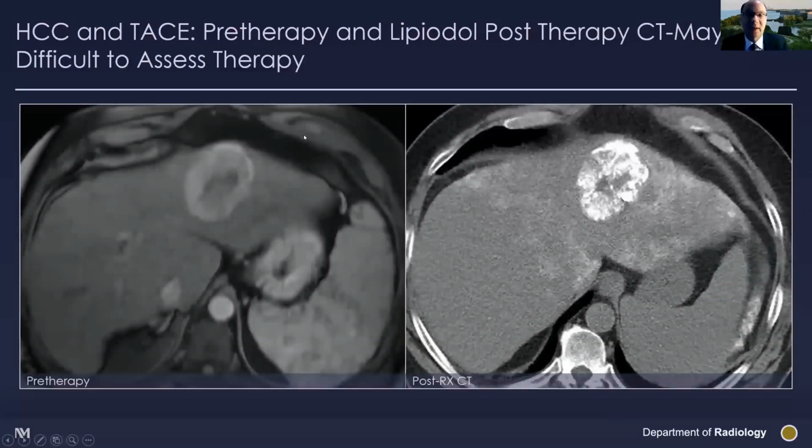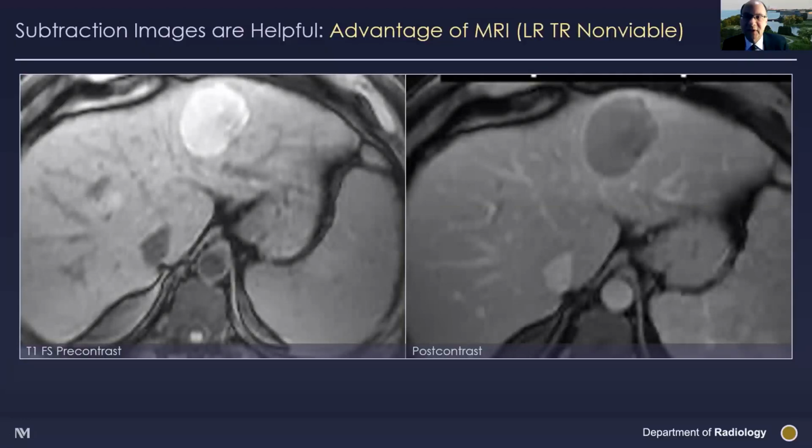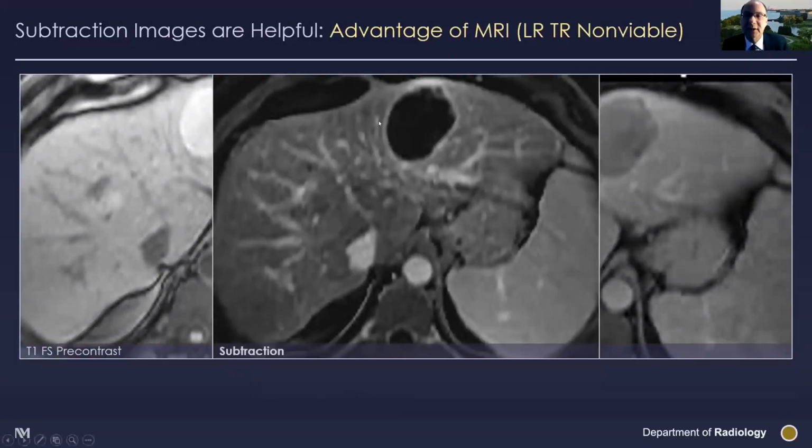Here's an example of chemoembolization, nicely illustrating an HCC. You can see the nice targeting of the lesion. You see the Lipiodol within the lesion. It's filling the lesion, so you know it's targeted well. MR can be helpful because with CT with the Lipiodol, it can be hard to assess, but you can see that it was bright on the pre-contrast images, probably from hemorrhage. Following contrast, you can put an ROI and see that it's not enhancing. You can also do, which we frequently do, which is an advantage of MRI, subtraction. And using subtraction, you can see it's an LR-TR non-viable lesion. There's certainly no enhancement. There's enhancement of the rim, which is normal.